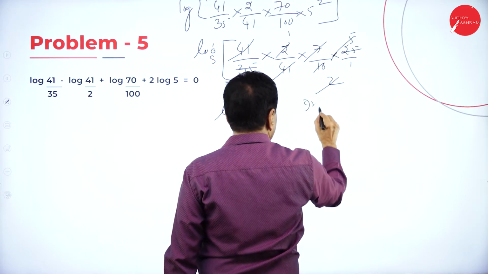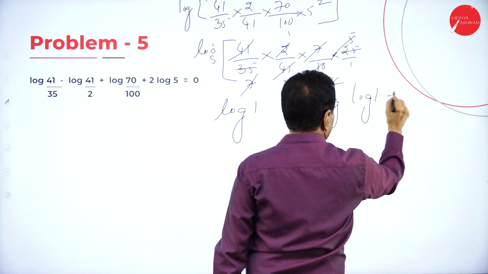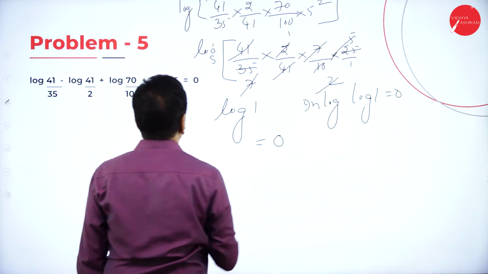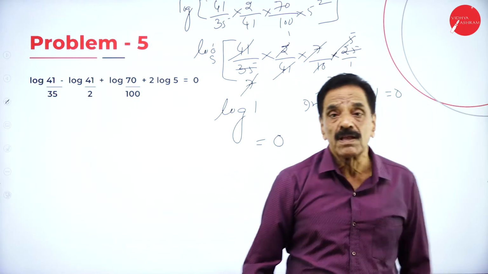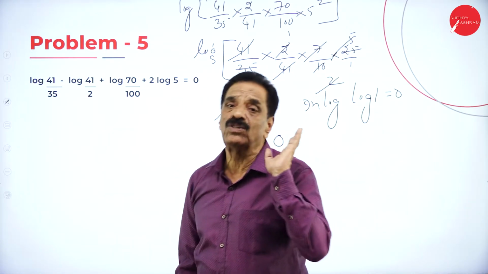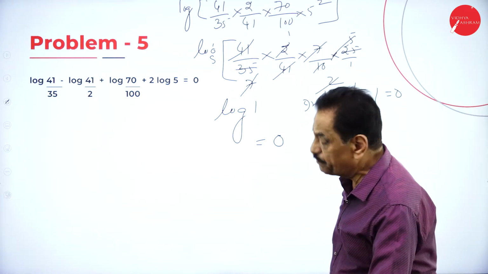In logarithms, log 1 is equal to 0. In logarithm, log 10 is equal to 1. Log 1 is equal to 0. We'll move on to next one.